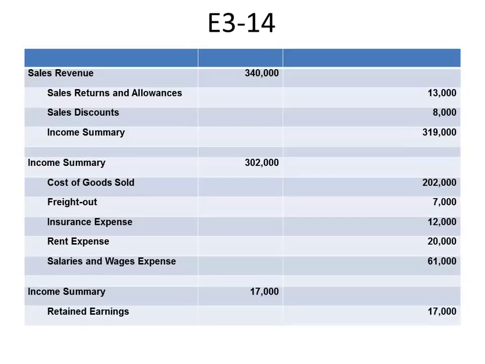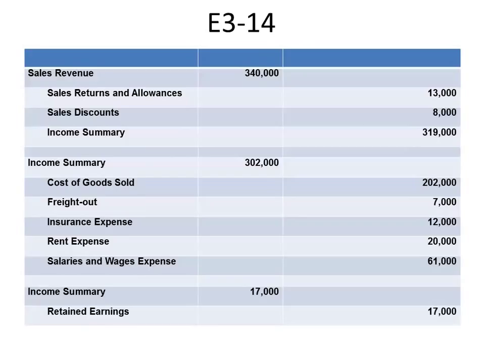So the next thing you have to do is make that account zero. You have to now close that account. To close an account that has a $17,000 credit, you have to debit it for $17,000. And so the balance goes into retained earnings. So this tells us we had net income of $17,000.